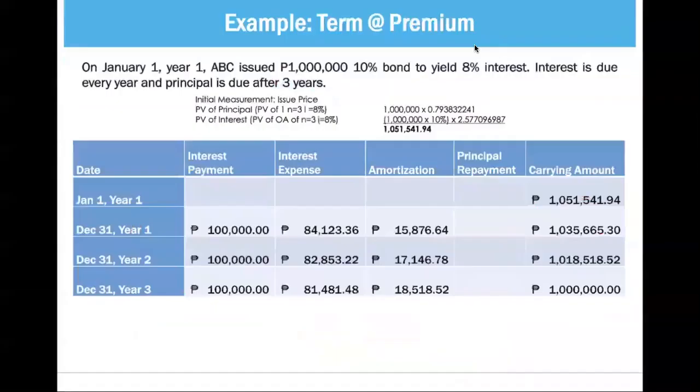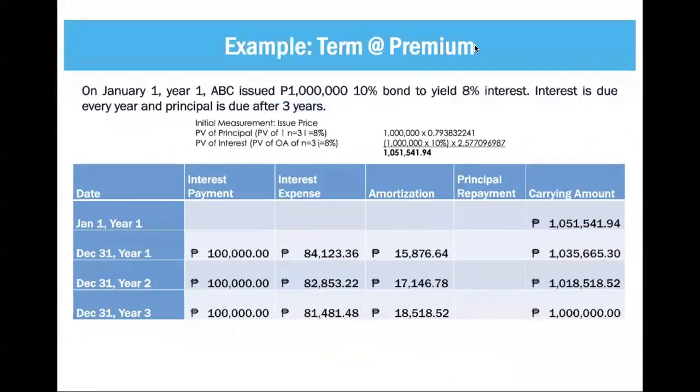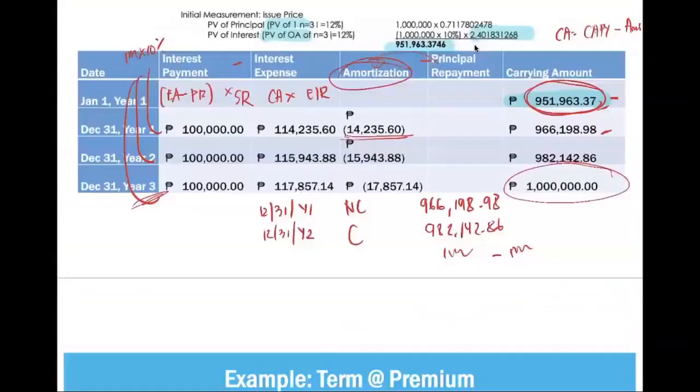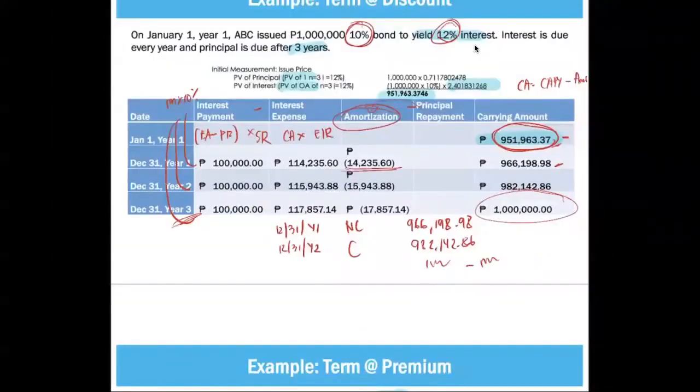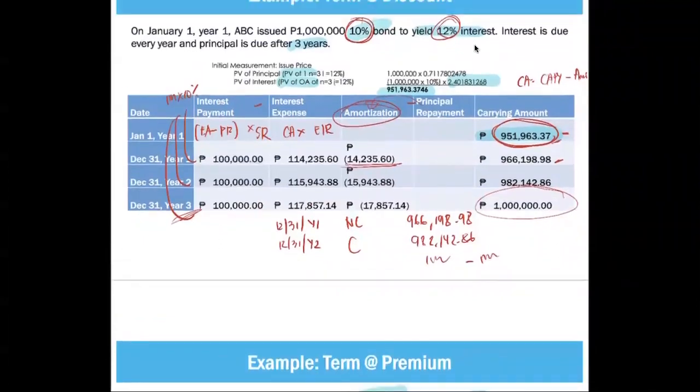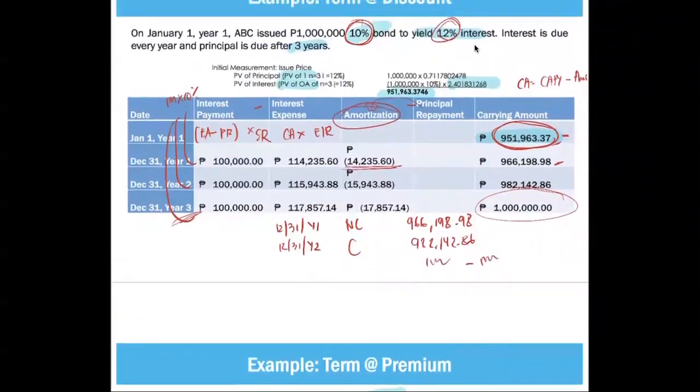Next, term bond at a premium. On January 1, year 1, ABC issued 1,000,000 10% bond to yield 8% interest. So when can we say it is a premium or discount? Again, we look into the stated rate, 10% bond, and the yield rate, 8%. So the stated rate is greater than the yield rate here. Therefore, we have a premium. A while back, we have a 10% bond and a 12% yield rate. So our stated rate is lesser than our yield rate, therefore discount.